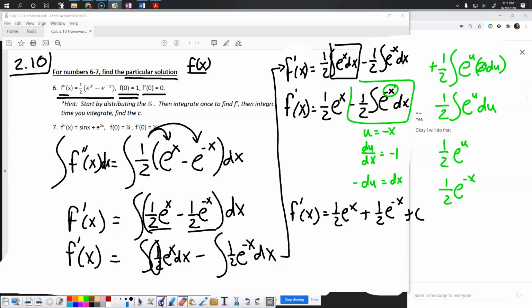Now, I told you I was going to tell you a little shortcut. Anytime you have an e to the negative x, it's just like this one. Whenever you integrate this, you just get e, right?